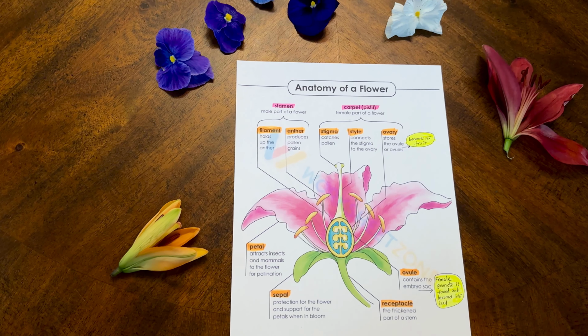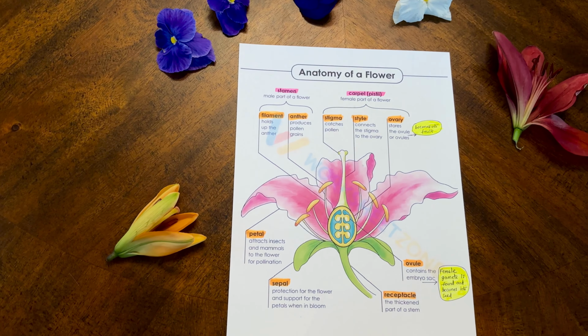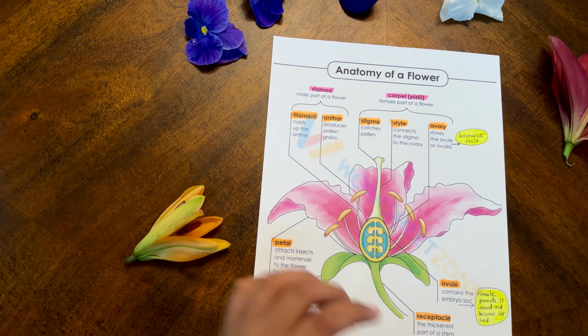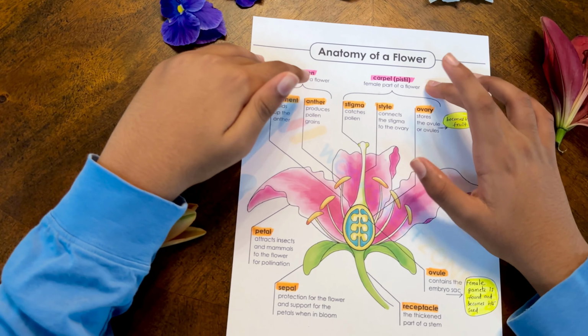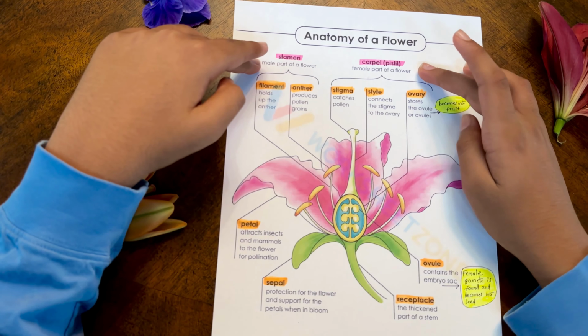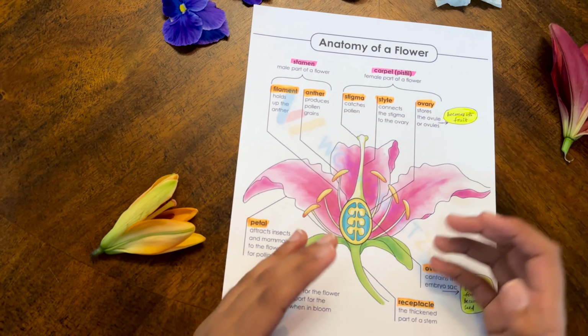In this video, we're going to be talking about the anatomy of a flower. So there are two different parts when it comes to the anatomy of a flower. We have the male part of the flower and the female part of the flower. But before we get into that, we have to look at the outside arrangement of the flower.